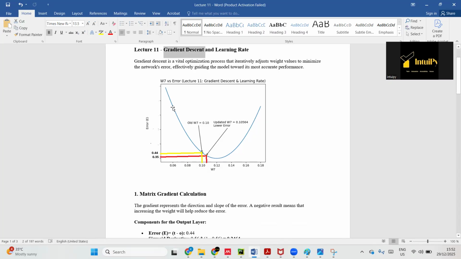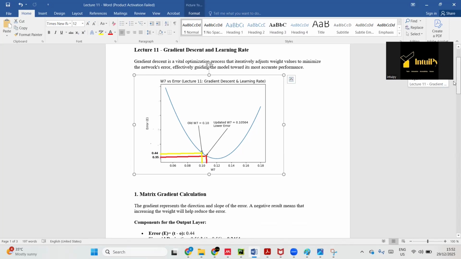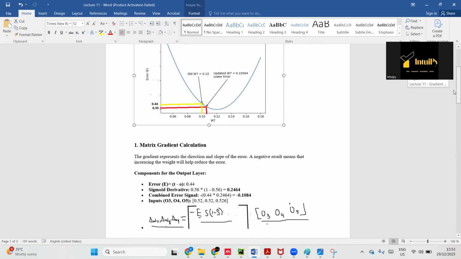So it moves, for example, from the top here, from a big error, and gradually the optimizer, gradient descent, tries to move down until it gets to this global minimum. So that's a function of gradient descent. And in this session, we'll use it to calculate how much to adjust our weight.